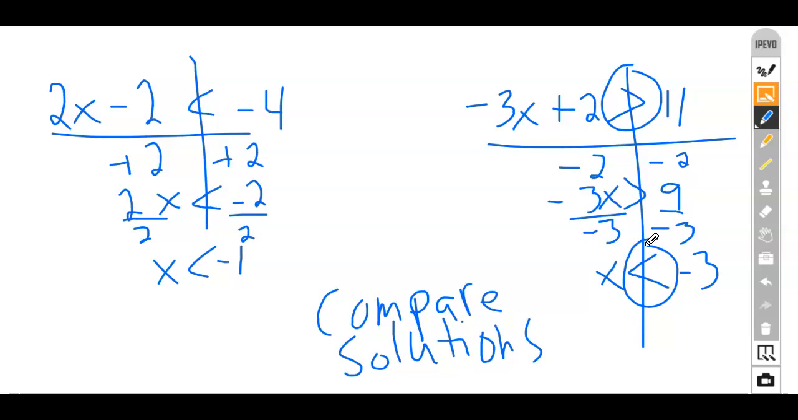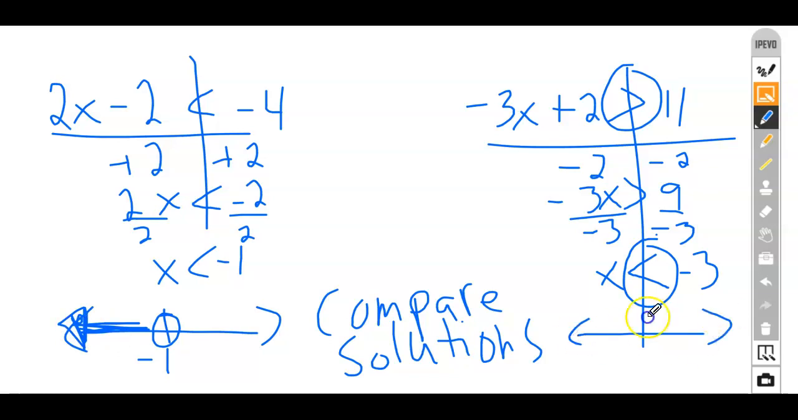There's just too much ambiguity. You guys know what that means? That means it's hard to visualize what I'm seeing right there. So I'm going to put each of these on a graph so I can easily see what's going on. This one is an open circle shaded to the left. This one is also an open circle shaded to the left.